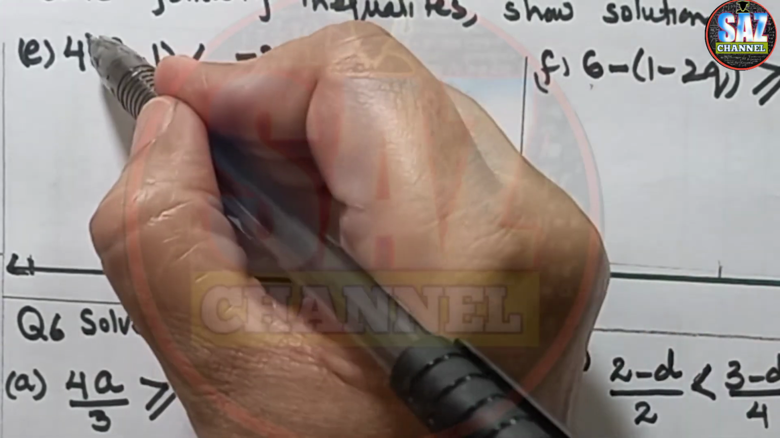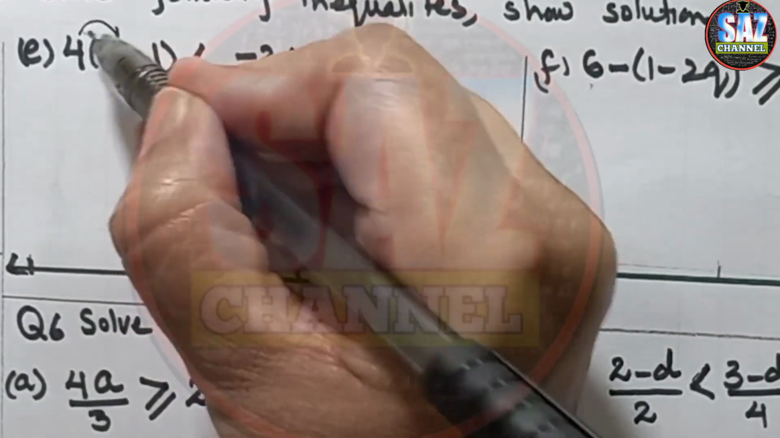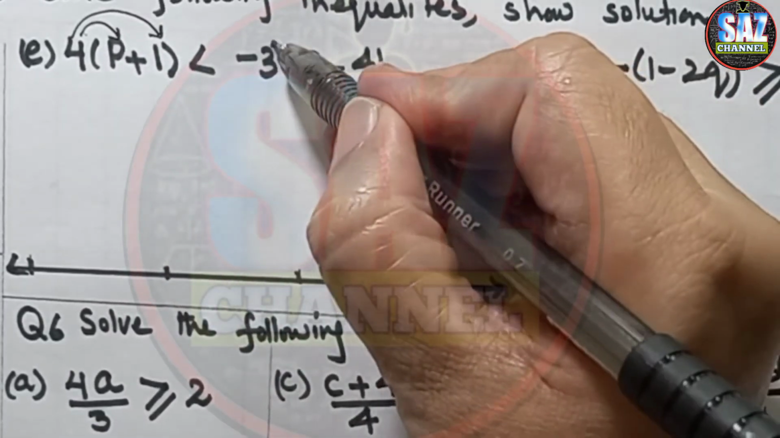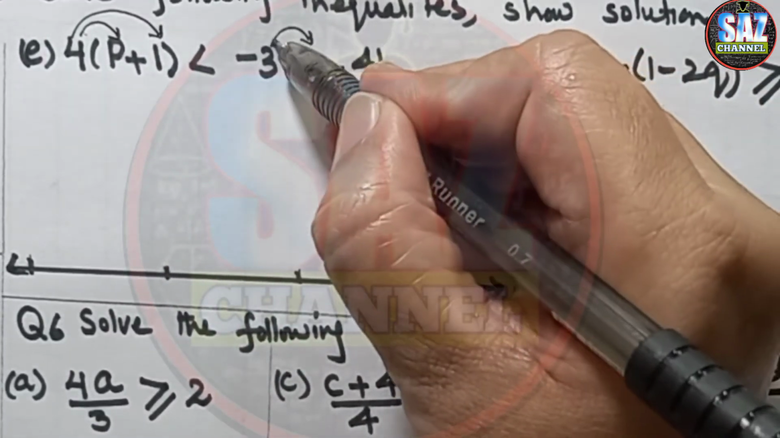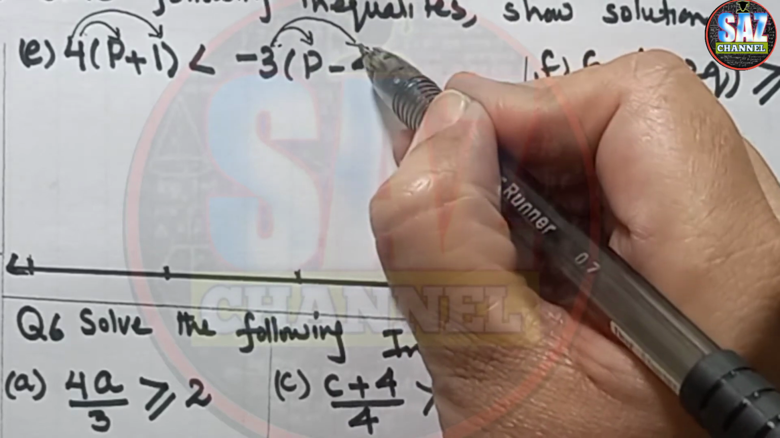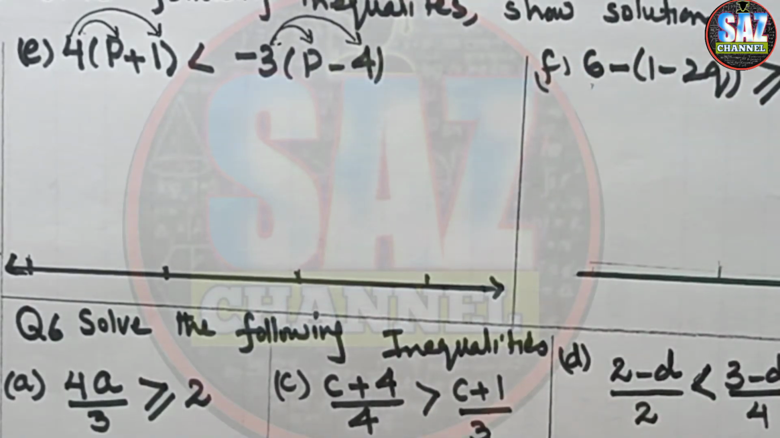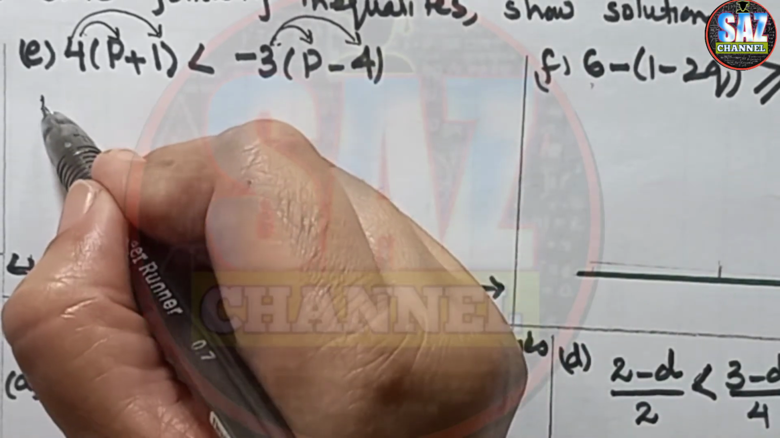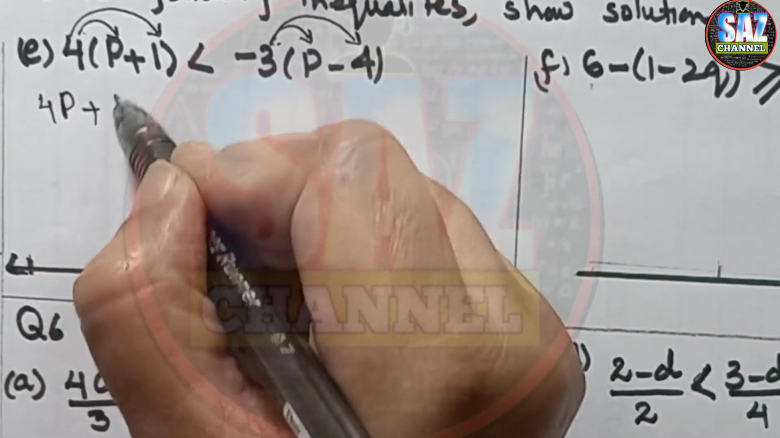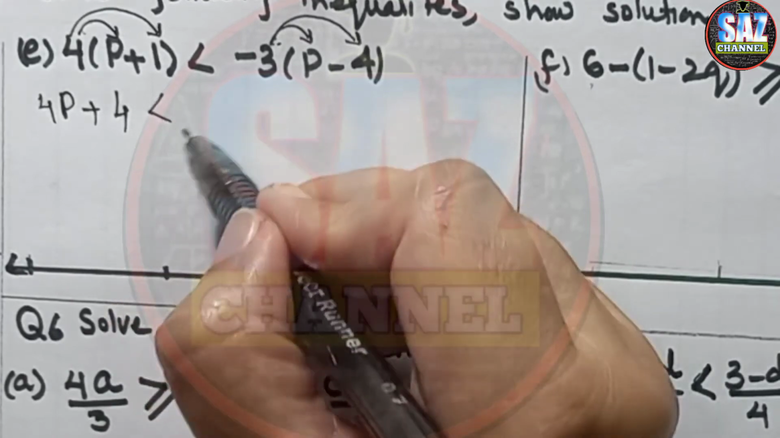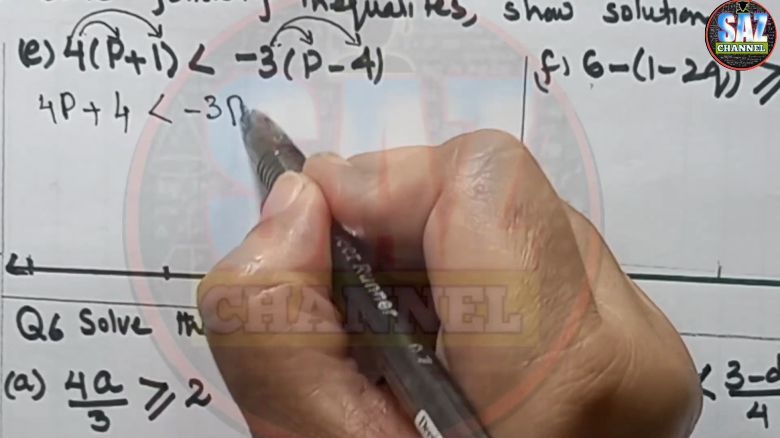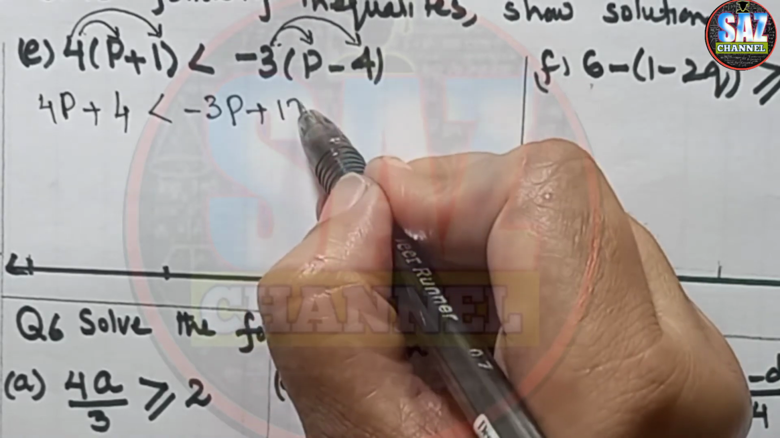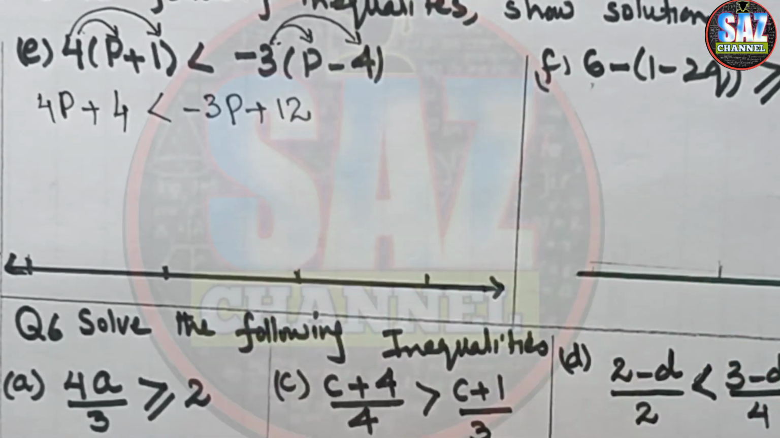First of all, apply the distributive property, that is, multiply the numbers outside the bracket with every term inside the bracket. In order to solve linear inequalities, we should have a good command of the basic algebraic rules. So 4p + 4 < -3p + (-3 multiplied by -4, which will become) 12. Be careful about the rules of integers.